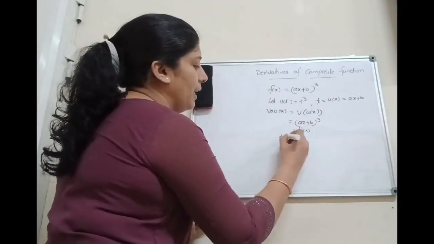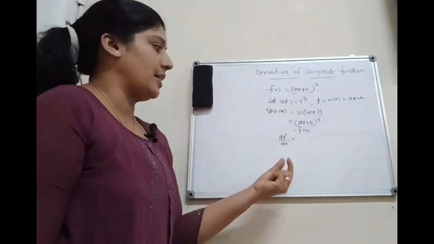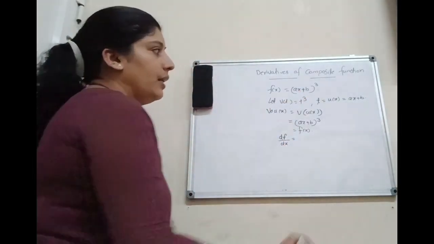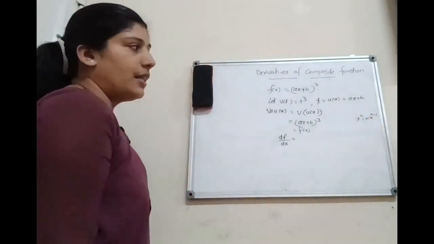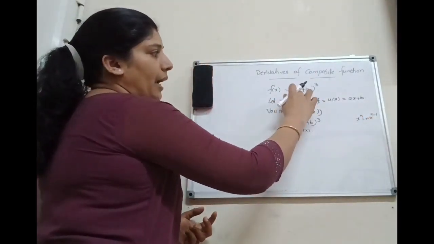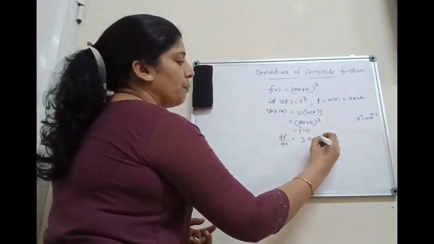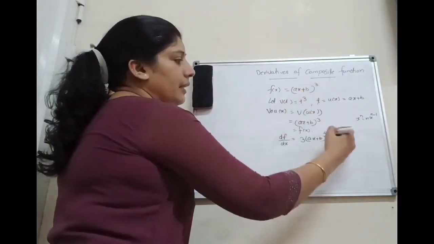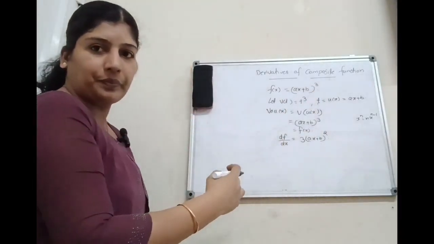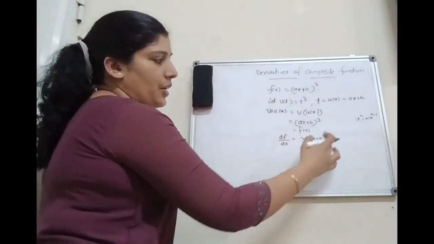It is denoted by df by dx, because here the function is defined on x. Therefore, df by dx equals what? We know that the derivative of x raised to n is n x raised to n minus 1. In the same manner, the derivative of (ax plus b) whole cube is equal to 3 into (ax plus b) whole square, into d by dx of ax plus b. First, we consider the derivative of the whole function, which is of the form x raised to n, that is n x raised to n minus 1.